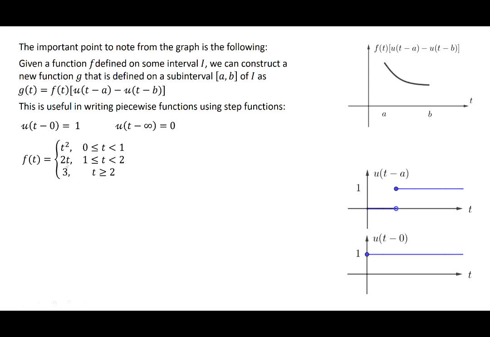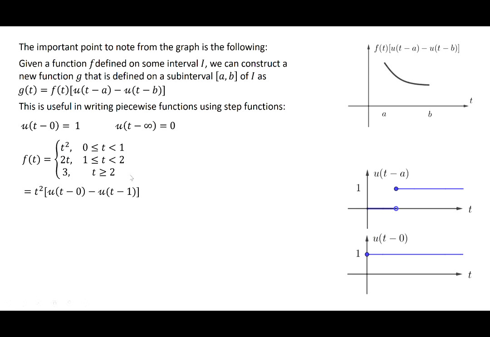2t, whatever f of t is, which is 2t here, times u of t minus 1 minus u of t minus 2. Cool? The first value, u of t minus 1, minus the second value, u of t minus 2. And this 3 times u of t minus, what first and second value? Could we think of this as 2 less than or equal to t less than or equal to infinity? Yeah. So u of t minus 2 minus u of t minus infinity.